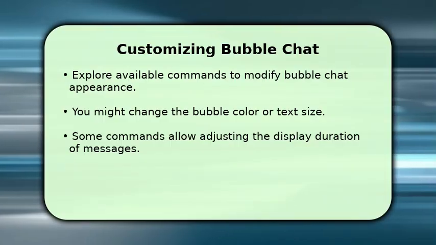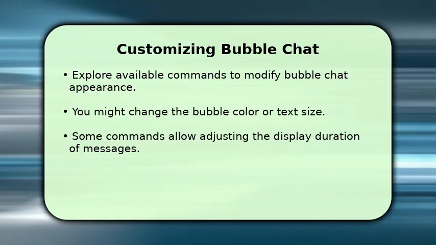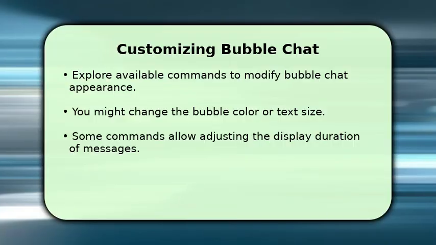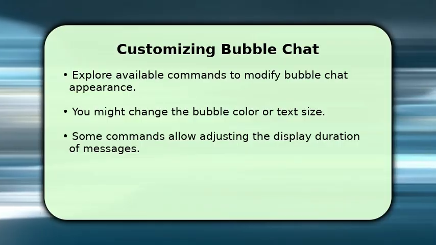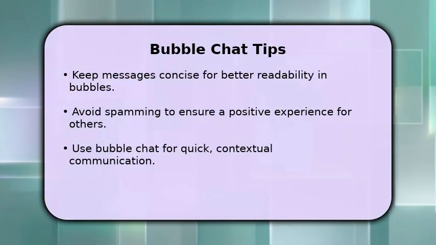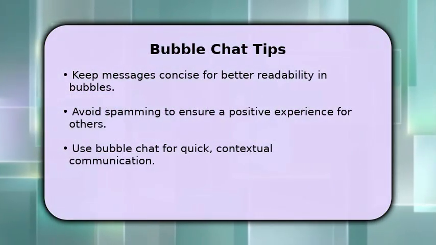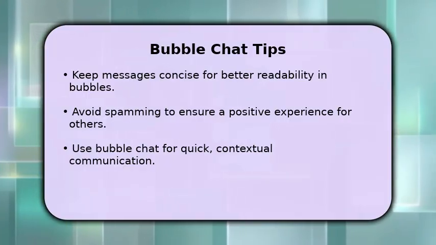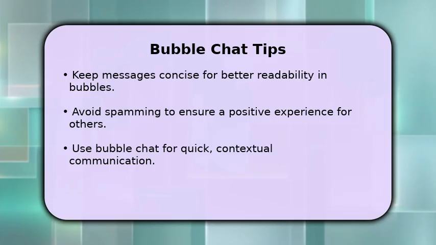Infinite Yield offers several commands to customize your Bubble Chat experience. For instance, you can use commands like bubble color followed by a color name or hexadecimal code to change the bubble's hue. Other commands might allow you to adjust the text size or how long a bubble remains visible, typically between 3 and 10 seconds. Experiment with these options to personalize your chat, making it more distinct or easier for others to read in various game environments. For the best experience, keep your Bubble Chat messages concise, ideally under 20 words, as longer texts can be difficult to read quickly.